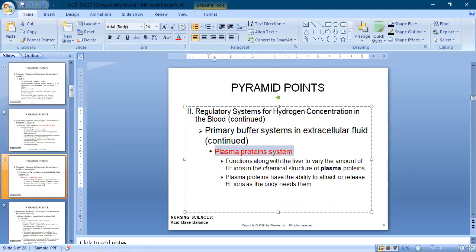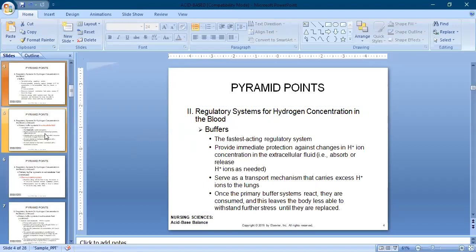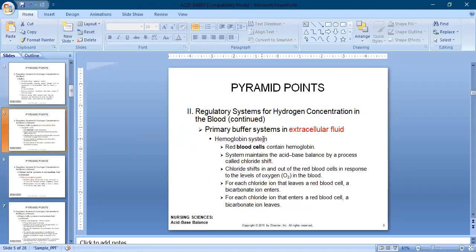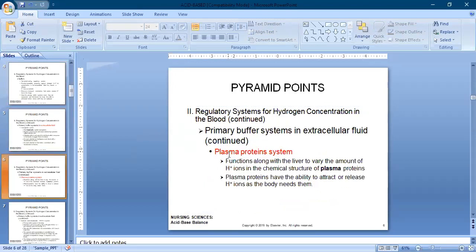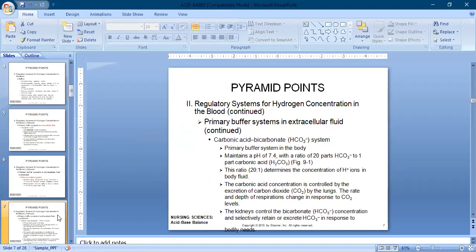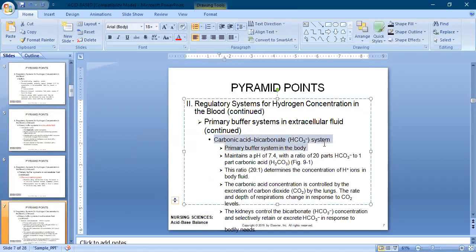It functions along with the liver to vary the amount of hydrogen ion in the chemical structure of plasma protein. So we are talking about the buffer. What is buffer? Buffer is a solution that can maintain the normal optimum pH. So who works as a buffer? Your hemoglobin system works as a buffer. Your plasma protein in the blood works as a buffer, right? Another primary buffer system is called the carbonic acid bicarbonate system. They also work as a buffer.